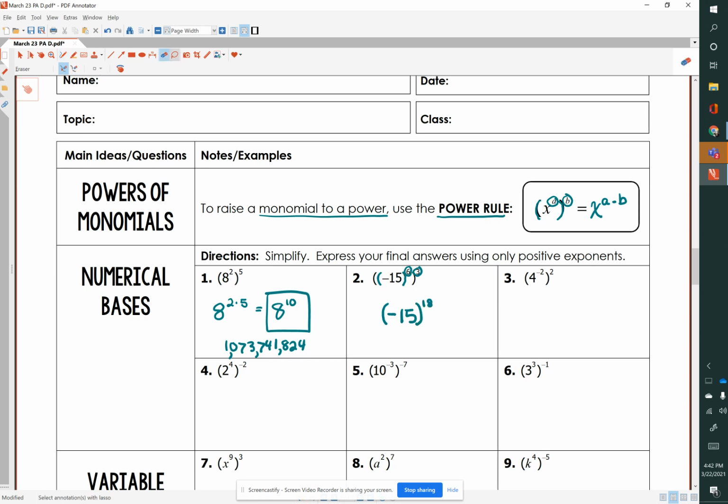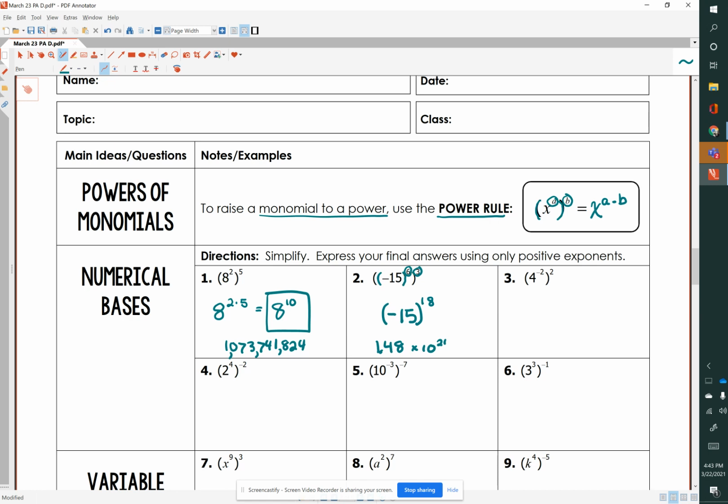Let me write that again so it's a little easier for you to read. We raise that to the 18th power. If we were to evaluate that on a calculator, that would be negative 15 in parentheses raised to the 18th power. I'm going to give that to you in scientific notation. That would be 1.48 times 10 to the 21st power. That's a huge number.